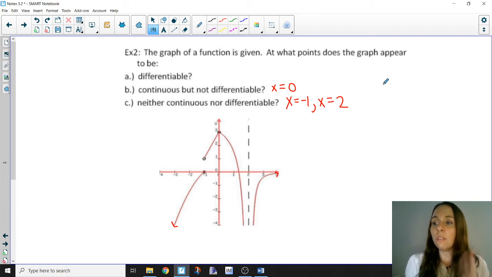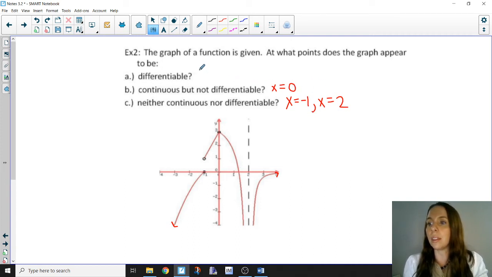Finally, for part A, where is it differentiable? Well, it's differentiable everywhere else. So this function, even though it's weird, has a ton of points that are differentiable. It just has 3 that are not. So to identify all of the points that are differentiable, we're going to need to use an interval, and we're just going to write an interval from -infinity to infinity that excludes these 3 points.